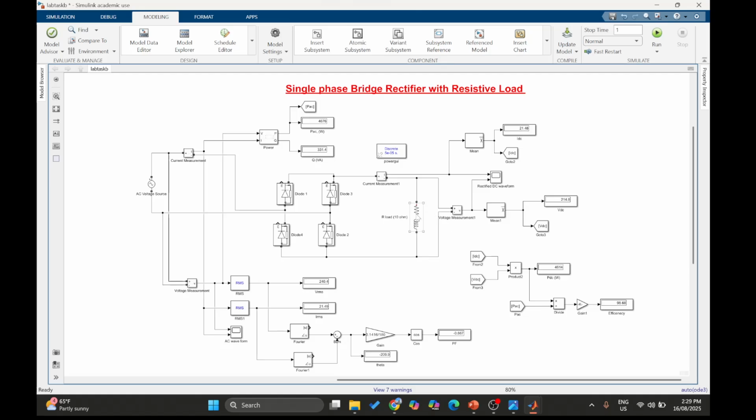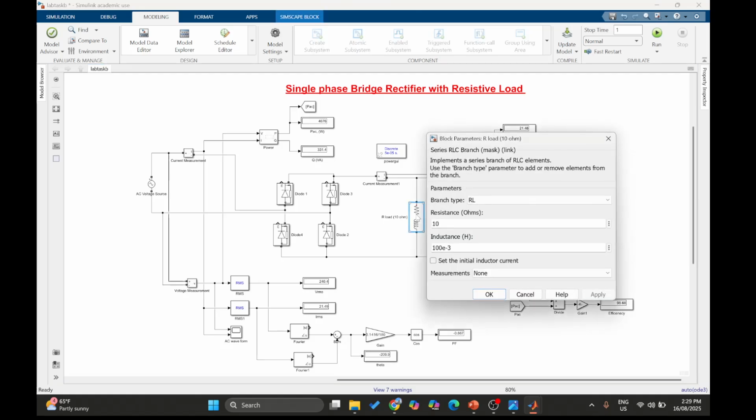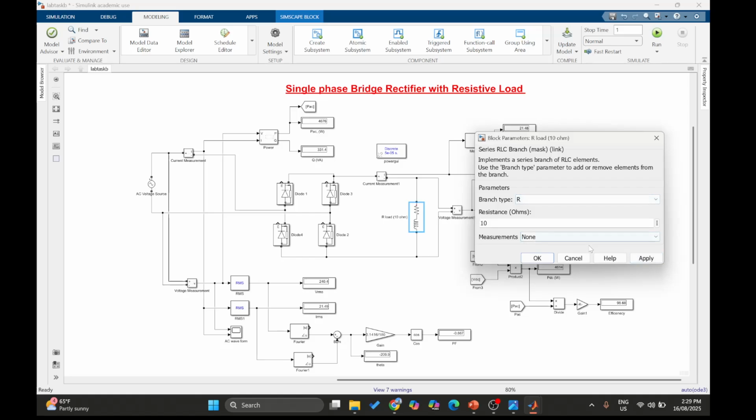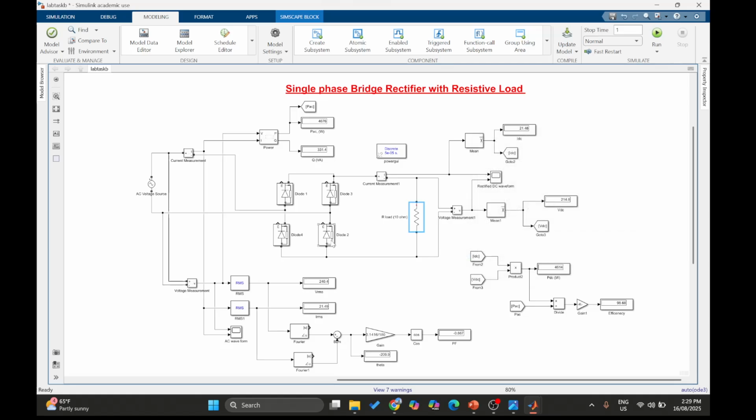Okay, as I said, I will first use only a purely resistive load of 10 ohms to see how the resistive load will impact the waveforms of the rectifier.